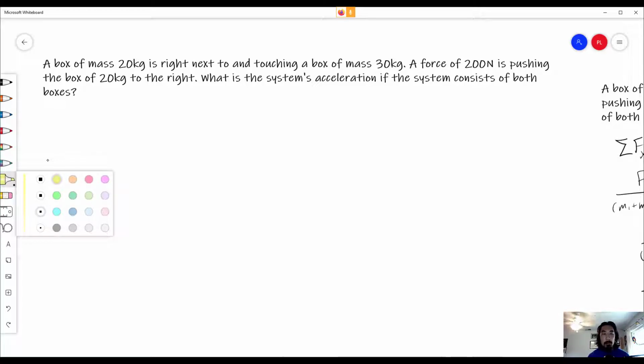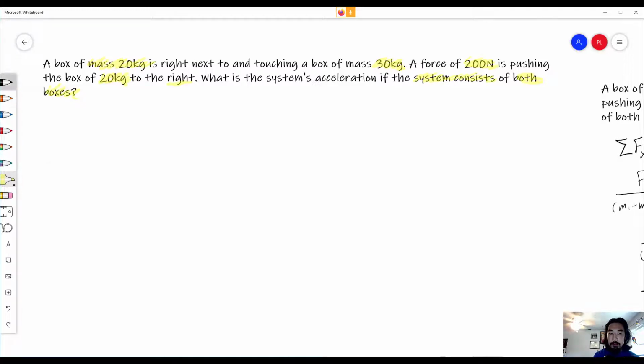This problem says a box of mass 20 kilograms is right next to and touching a box of mass 30 kilograms. A force of 200 newtons is pushing the box of 20 kilograms to the right. Important: what is the system's acceleration if the system consists of both boxes? Whenever they tell you the system, it is very important to identify that because that will help our scope of the problem.